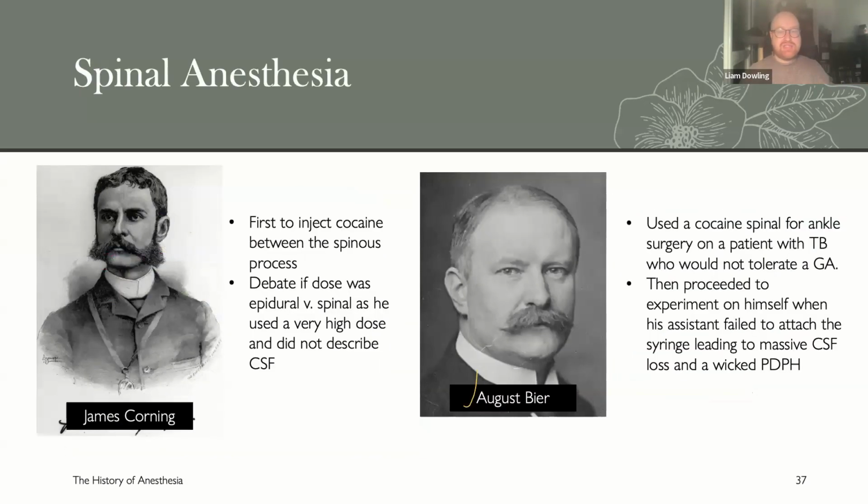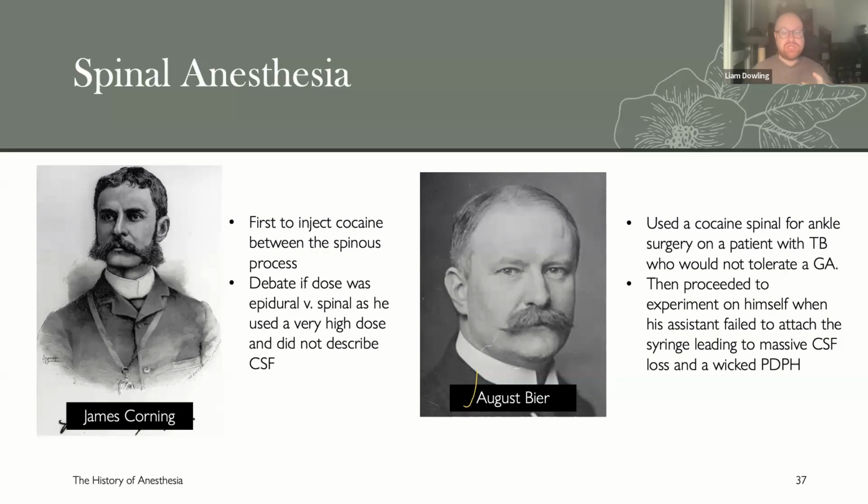But ultimately, that's what led us to the discovery of spinal anesthesia, which, as we learned from ether, any sort of medical discovery these days, at least in this time period, was marred with a lot of debate and discussion. So we have a Dr. James Corning, who was the first to inject cocaine between the spinous processes to provide some analgesia and insensation to pain. It is still debated to this day if he actually performed a spinal anesthetic or an epidural.